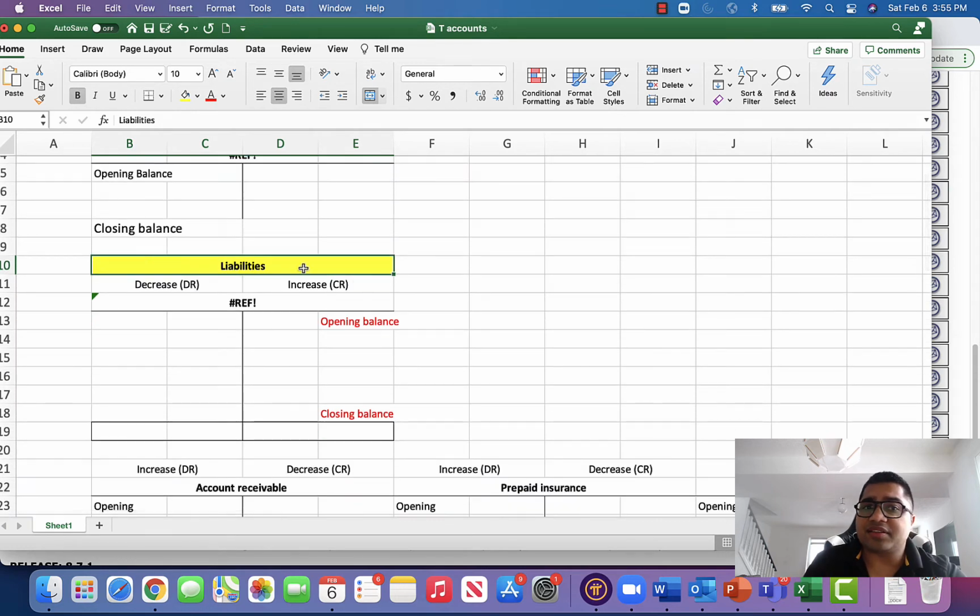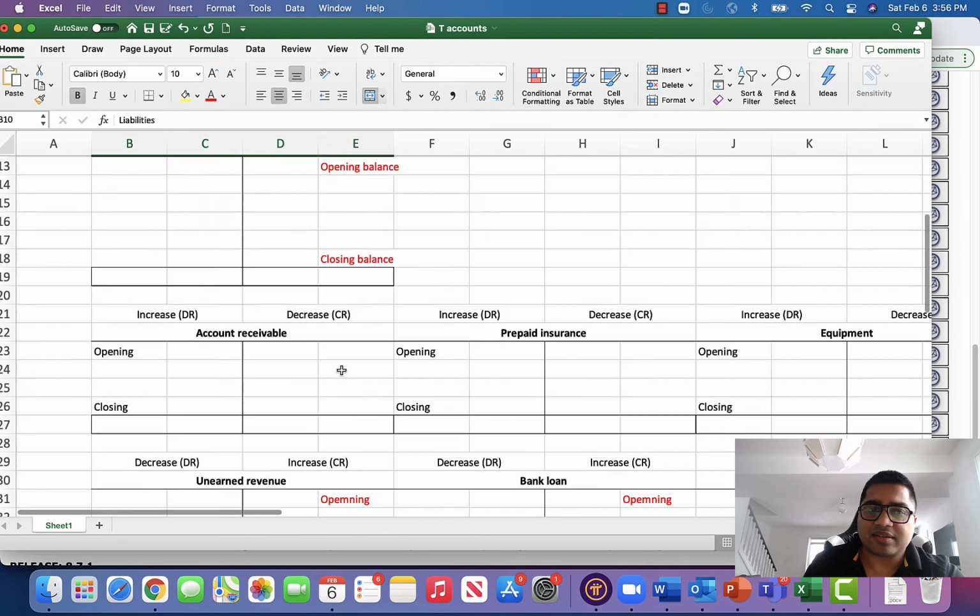In liabilities, it's reverse. So liabilities increase is on this side and decrease is on this side. Liabilities is loans. So any loans that you take will come on the right hand side. Any loans that you repay will come on the left hand side, the decrease side. So opening balance, whatever loans you have, any addition to loans you make will come here. Any decreases to loans you make will come here, and based on that you will have closing balance.